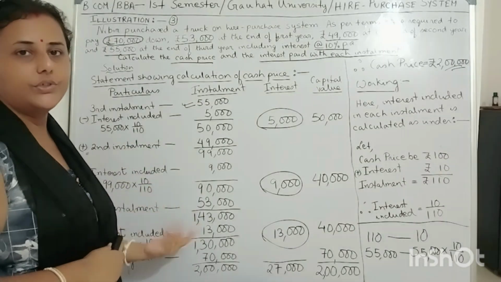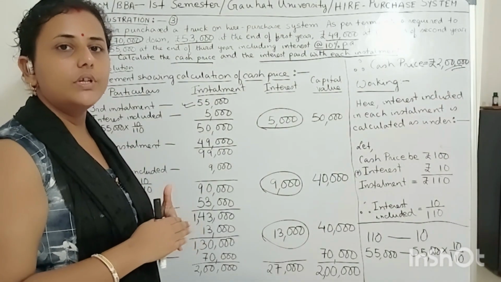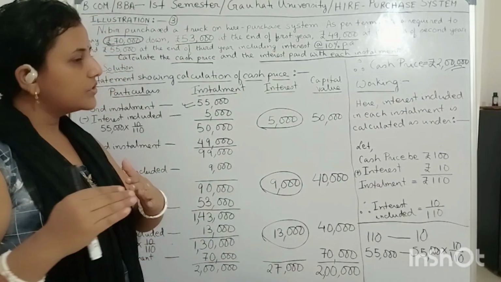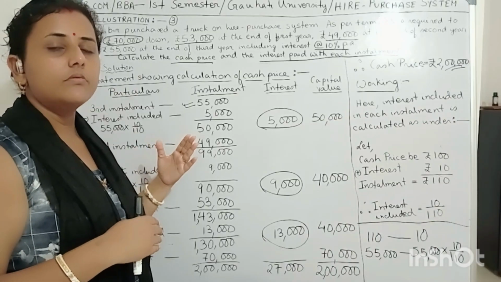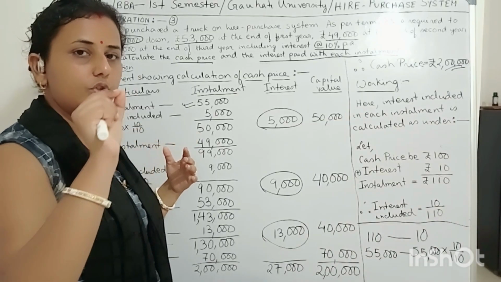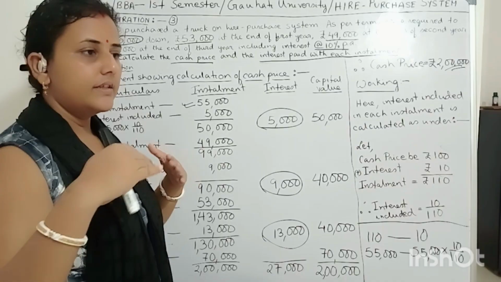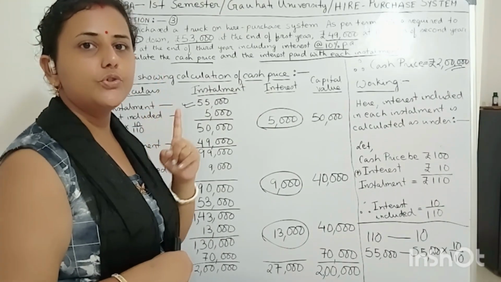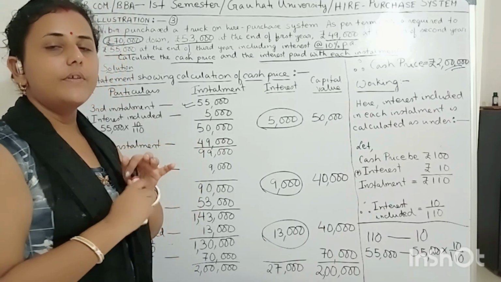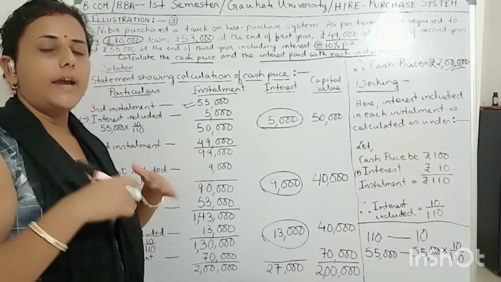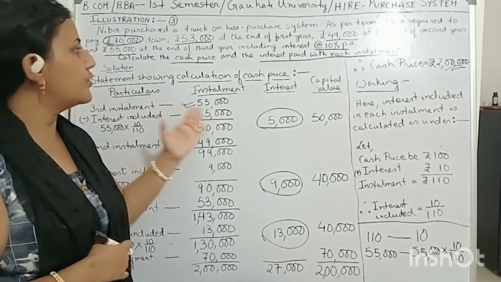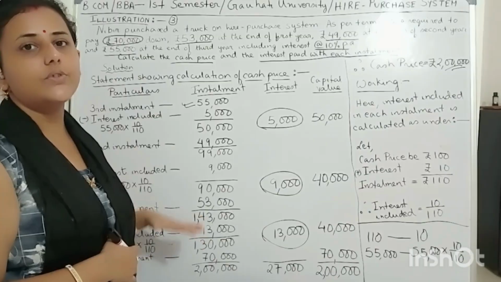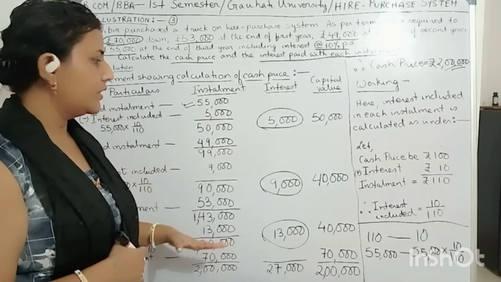This is the back calculation method. Why back calculation method? In the statement showing calculation of interest, it is just the opposite of that. That was top to bottom, and this one is bottom to top. In the statement showing calculation of interest, we write the last installment at the end. But here, in the statement showing calculation of cash price, the last installment we write at the top. That's why it is called the back calculation method.